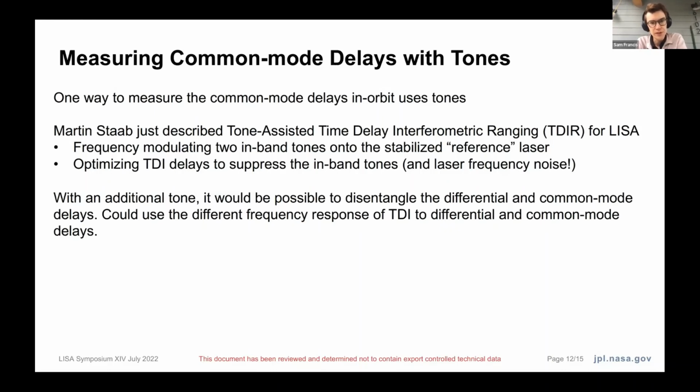But this would work in a similar way to the tone-assisted TDIR that Martin explained, which is we know ultimately the goal of all of this is to suppress the laser frequency noise. And so if we have these tones on the laser frequency noise, that's giving us a really strong signal with good SNR, signal to noise ratio, to suppress and minimize. And we can adjust the time of flight delays, our estimate of the interspacecraft range, as well as our estimates of these common mode delays, and refine everything until we're at a level where the laser frequency noise cancels to what we require.